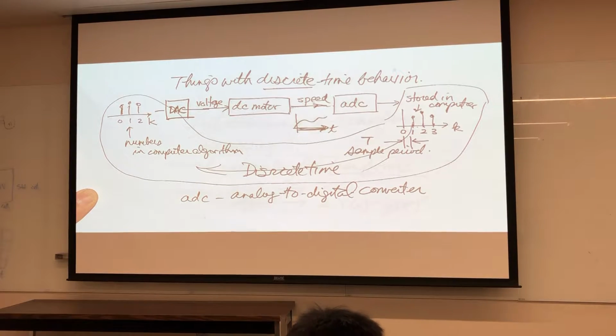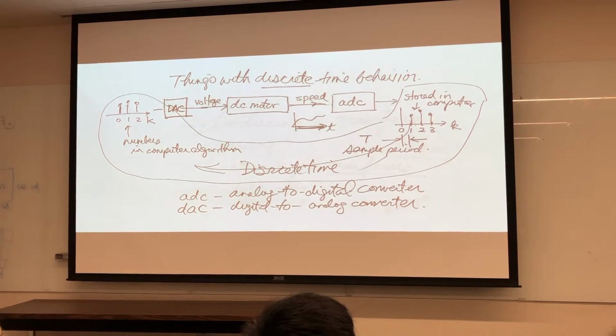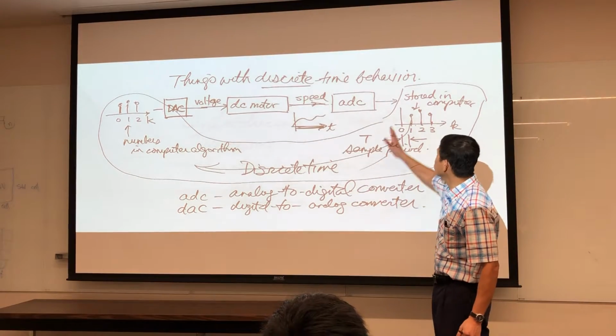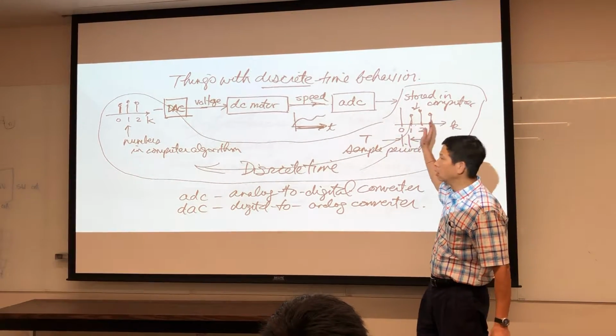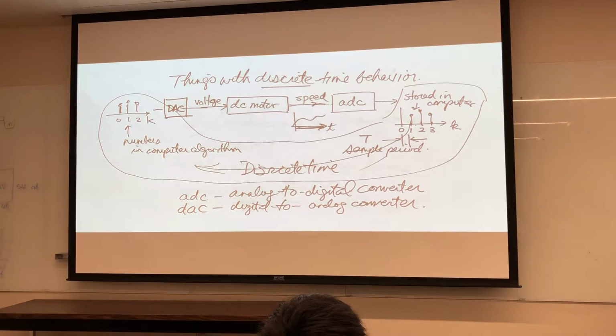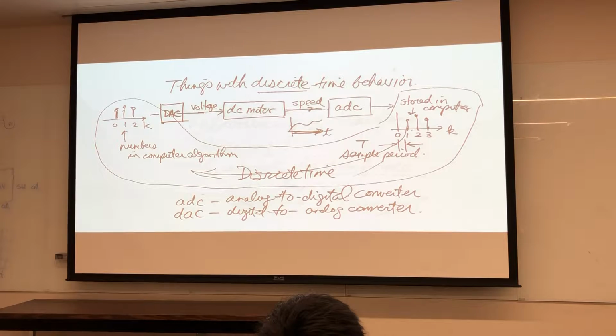And a DAC is a digital to analog converter. Digital to analog converter. Okay. So this is one way we could end up with signals that are discrete in nature. We may be sampling information from the world. All right. Now, other things are inherently discrete.